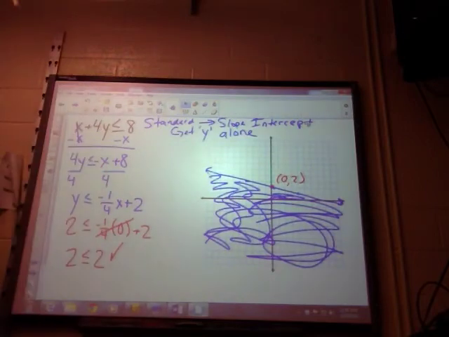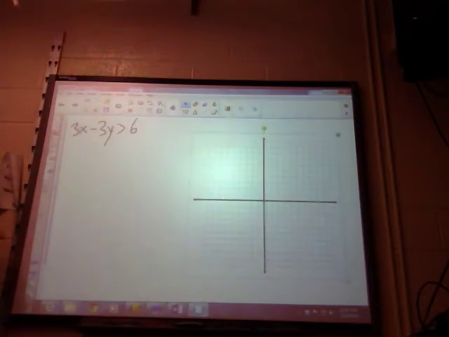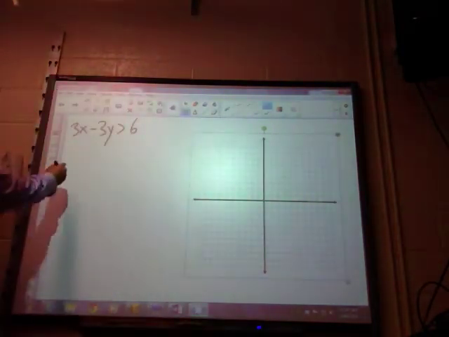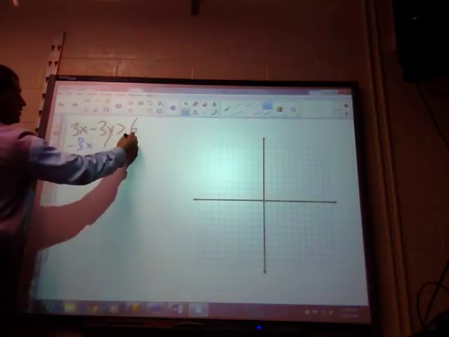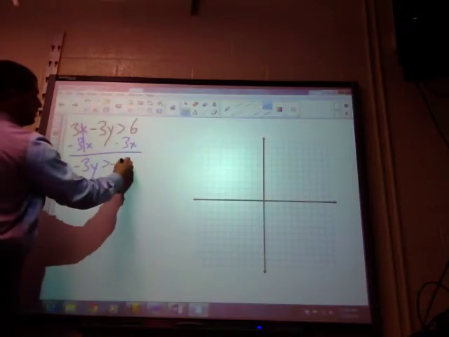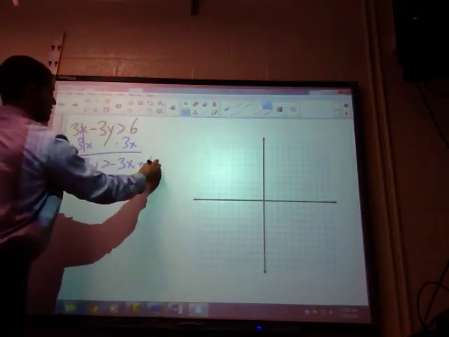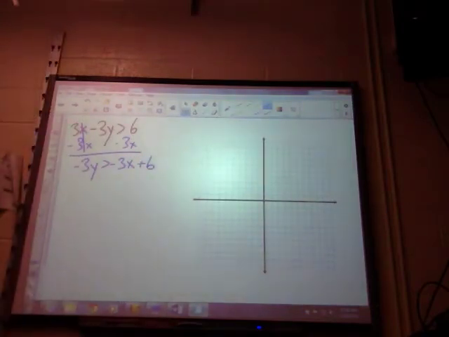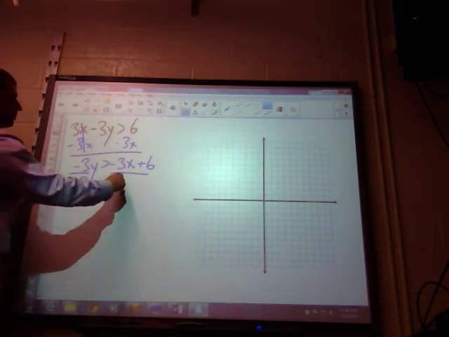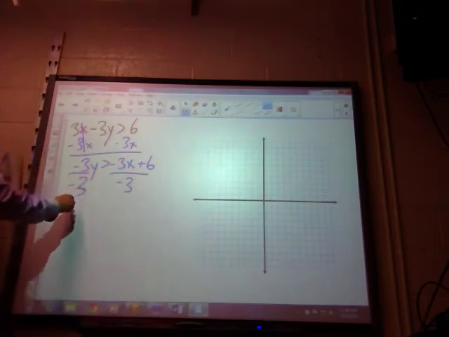So one more example before this is all done. 3x minus 3y is greater than 6. Solving to slope intercept by subtracting 3x. Negative 3y greater than negative 3x plus 6. So we see an issue here. We have a negative before the y term, which means we need to divide by a negative number, which is going to cause us to flip our inequality.